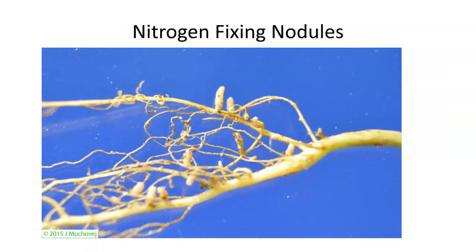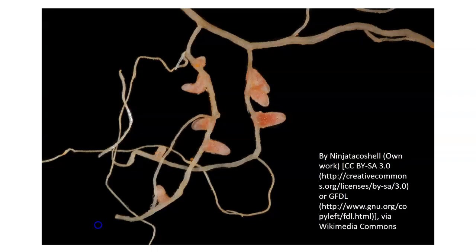And on roots we have what we call nitrogen fixing nodules. And what a nitrogen fixing nodule does is it's a symbiosis between a root and a bacterium, and these provide for the fixation of atmospheric nitrogen into an organic form that can be used by the plant. This is one where you can actually see color development. The red color indicates that these are actively fixing nitrogen.